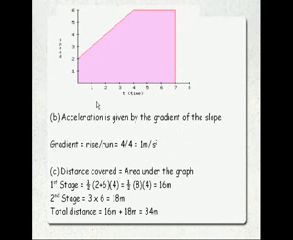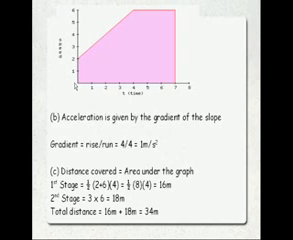Okay, part B is find the acceleration. Now, because in all the questions you're going to be doing in M1 the acceleration is constant, it's going to be given by the gradient of the slope. To get the gradient of the slope, it's rise divided by run. So in this slope here, the rise is from 2 up to 6, the rise is 4, the run is 4, 4 divided by 4 is 1 meter per second squared. So the acceleration is 1 meter per second squared.